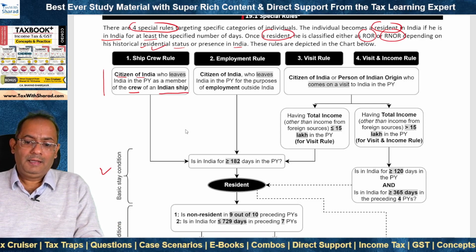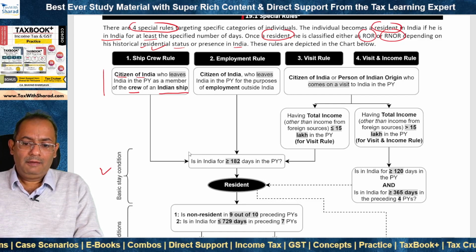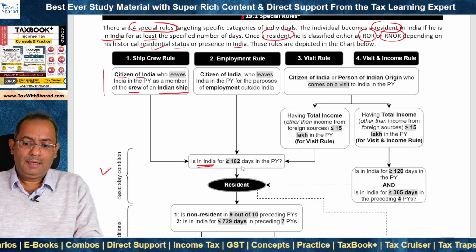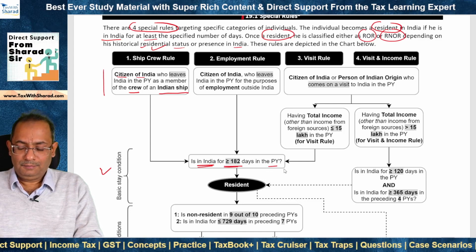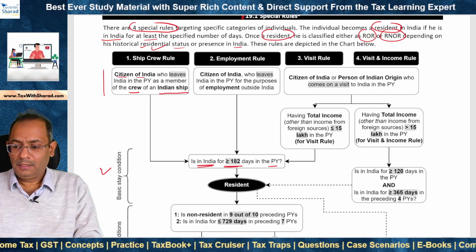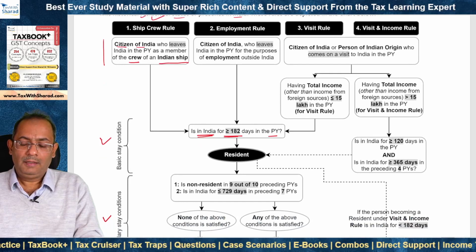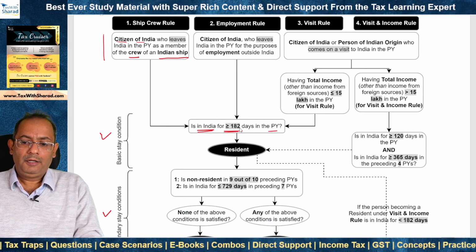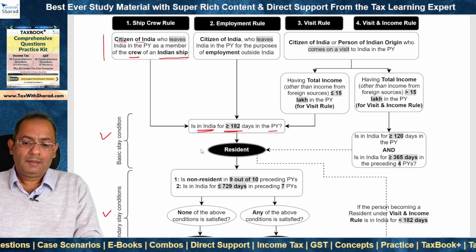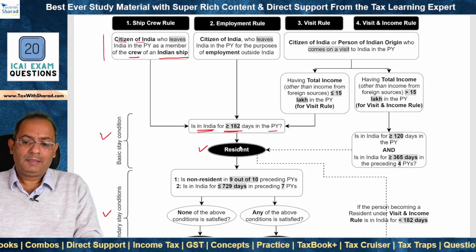If this criteria is satisfied, then the basic stay condition says that if such person is in India for 182 days or more in the previous year, okay, so basically we are saying that the person should be in India for at least half of the year. So if the person is in India for 182 days or more in the previous year, then the person is treated as a resident.